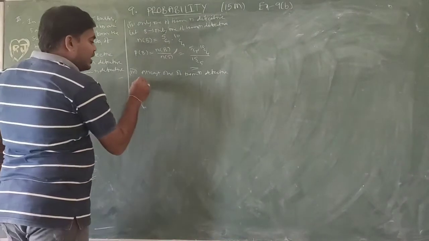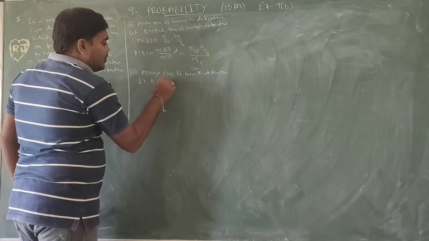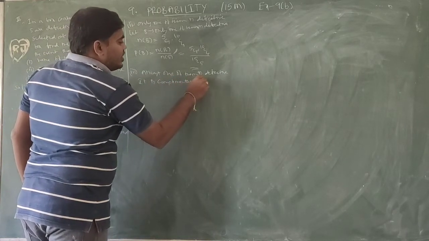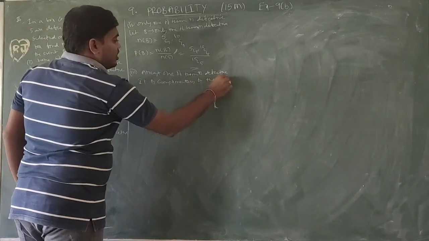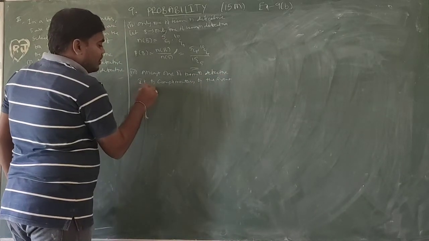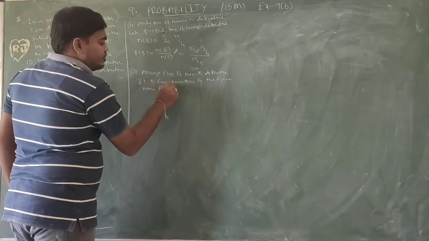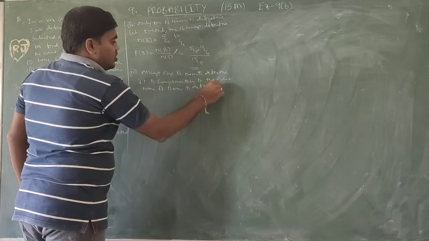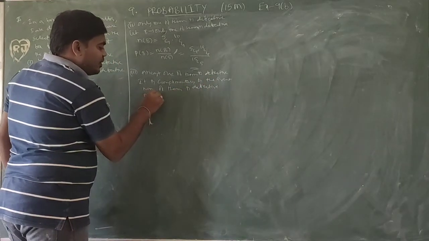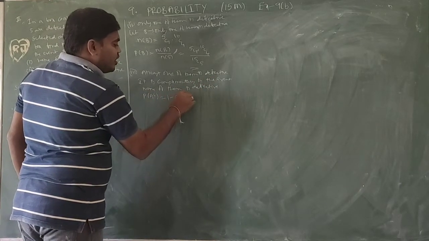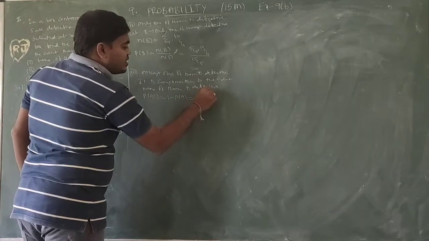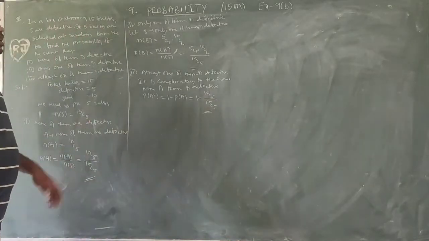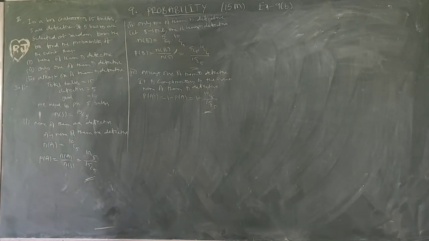So it is complementary to the event that none of them is defective. P of A complement equal to 1 minus P of A, which is equal to 1 minus 10C5 by 15C5. If we simplify, we will get the answer. So this is the required solution.